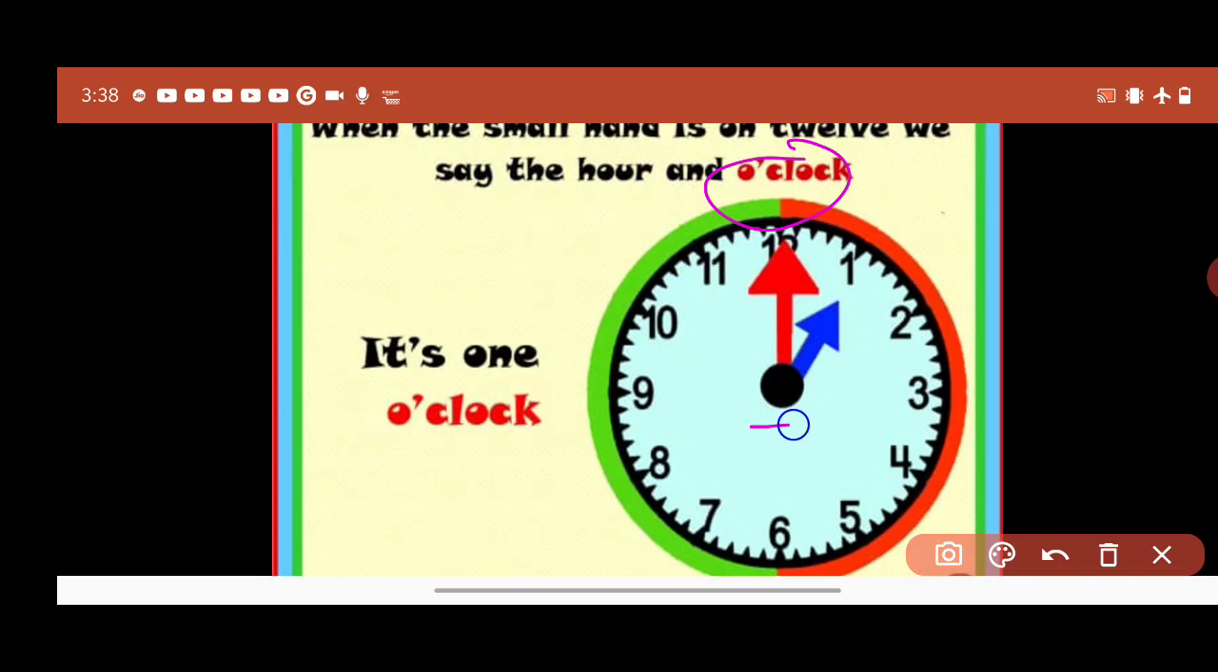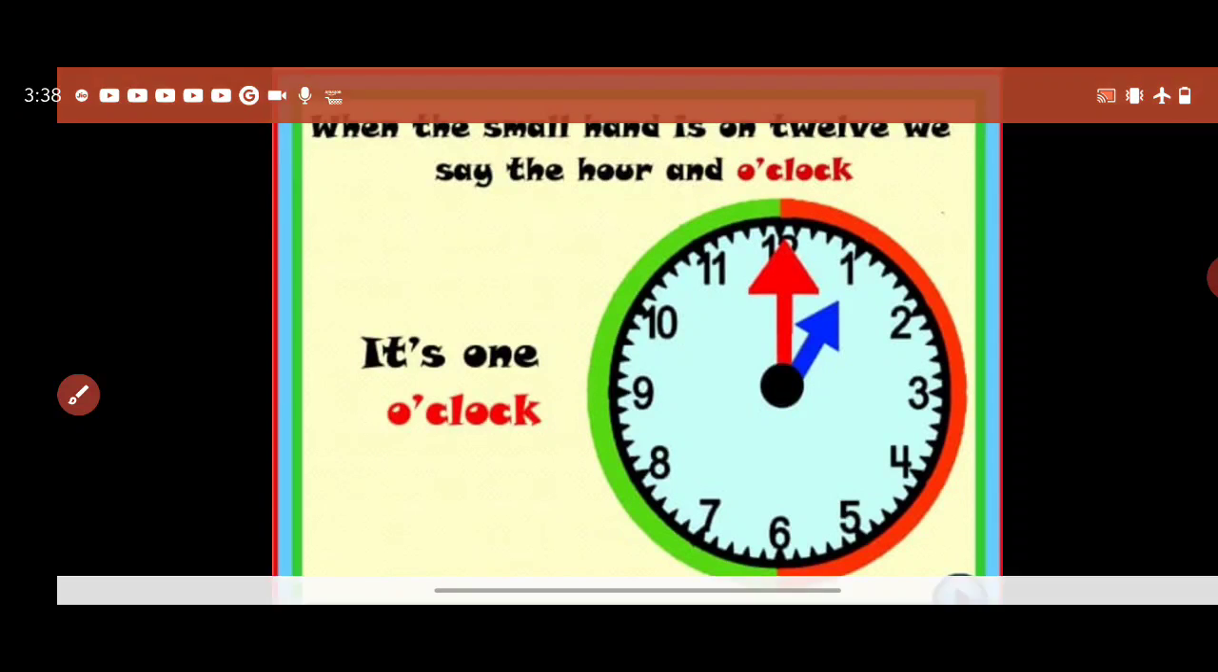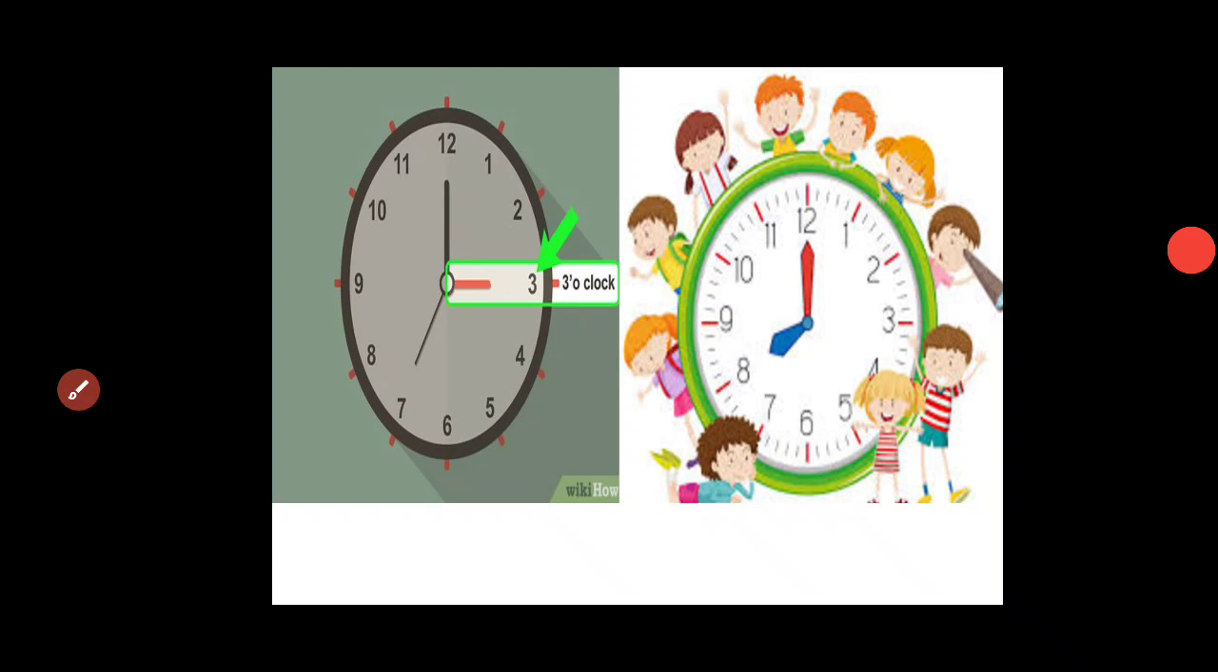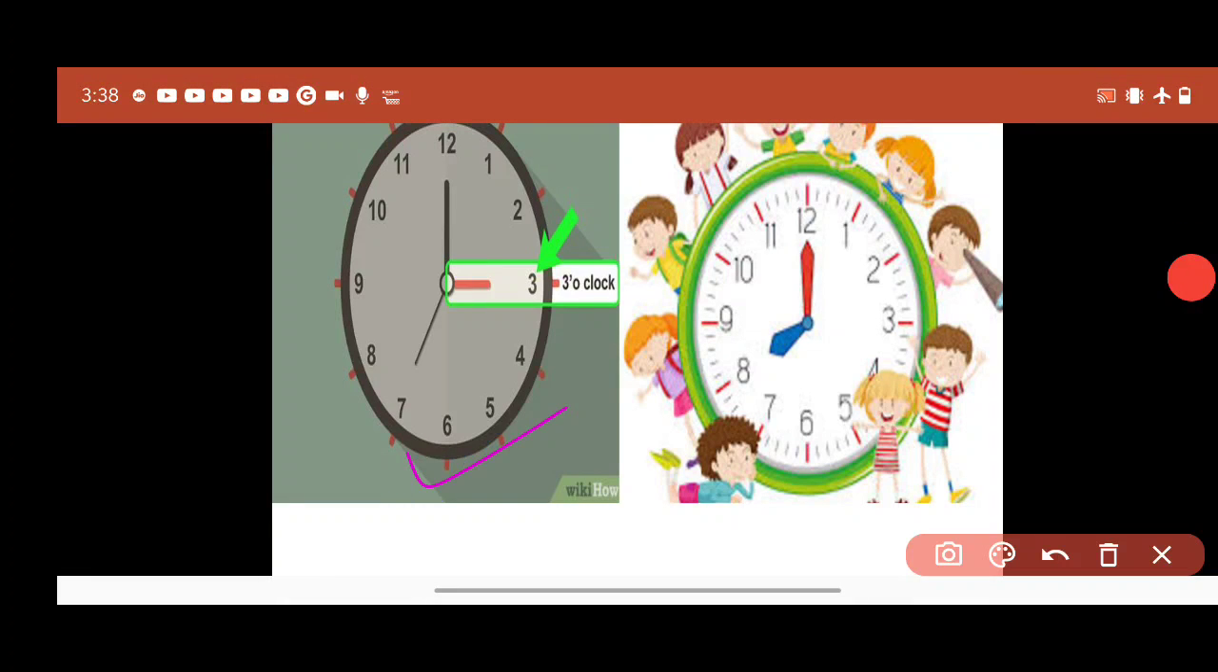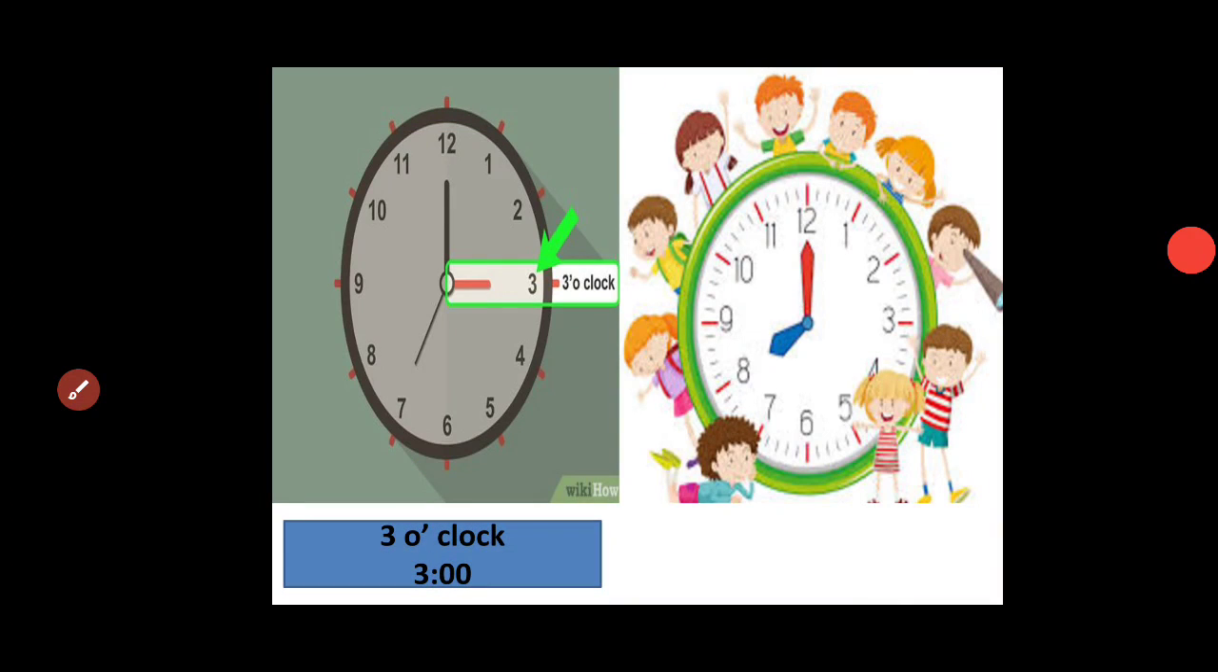For example, the short hand is at 1. So what is the time? It's 1 o'clock. Yes. Let's do some more examples. In this picture, if you see, the long hand is at 12 and the short hand is at 3. So what's the time? It's 3 o'clock, right? It's 3 o'clock.